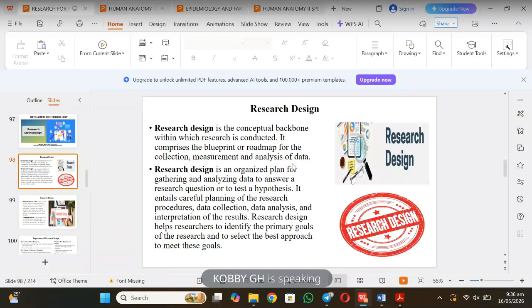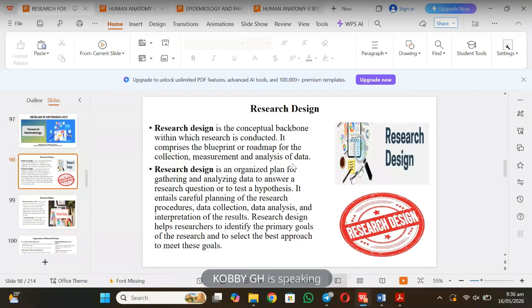So if your group decides to do retrospective study design, all it means is that you would collect data from existing records. So if someone asks you what is a retrospective study design, it is a type of design where, as part of your data collection, you are going to review information from already existing records.